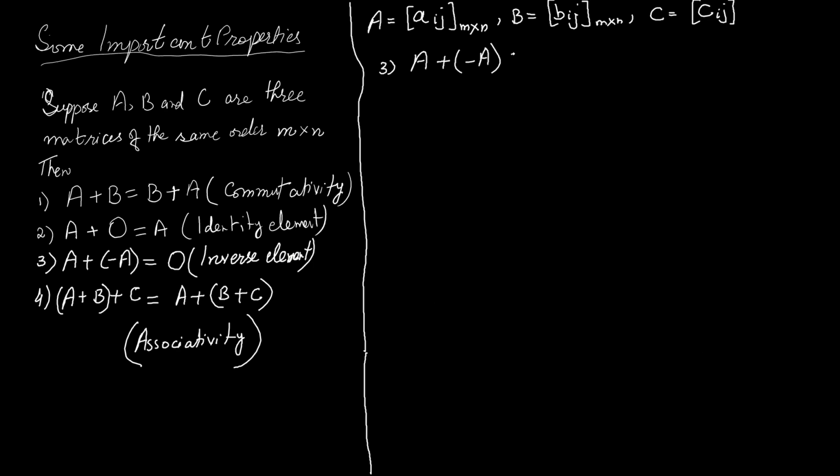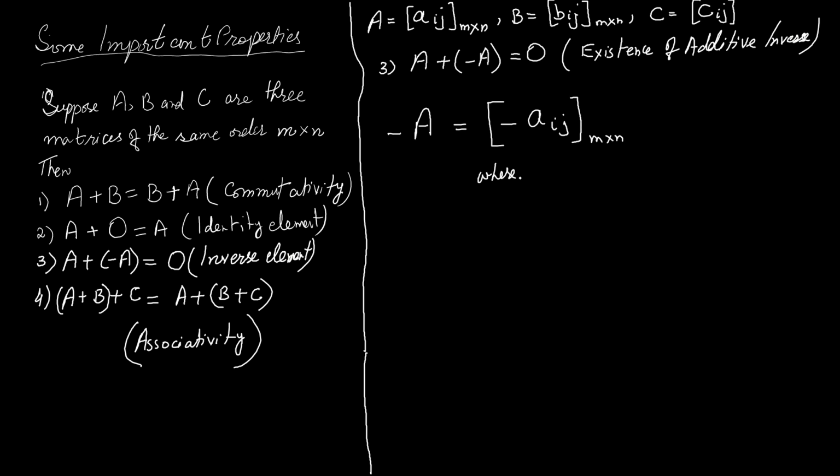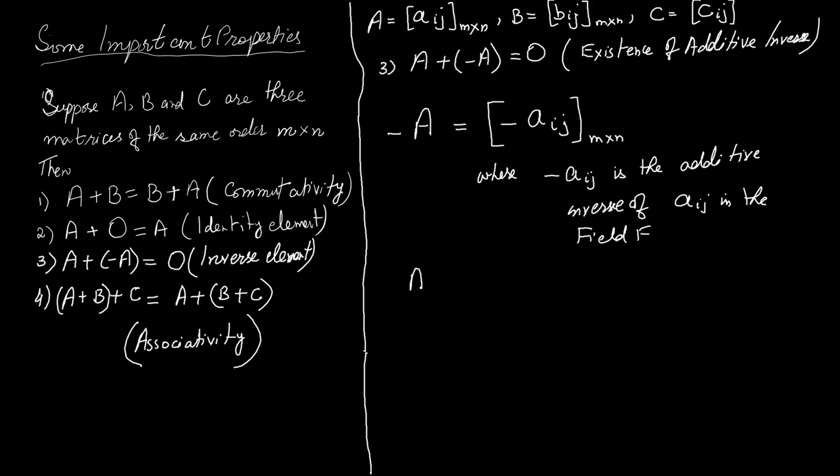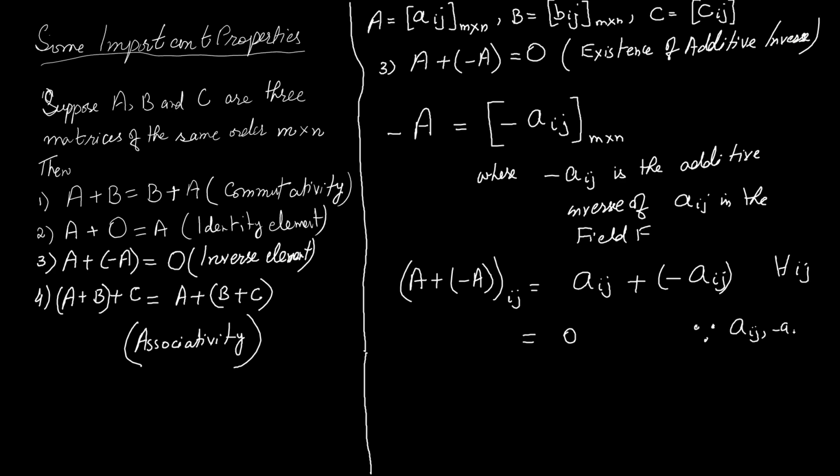Third property, the existence of the additive inverse. Let minus A be equal to the matrix A with inverted sign of each element of the matrix A. Then we can show that adding A to minus A results in the 0 matrix. The same method: we calculate the element at row i and column j of A plus minus A. We get Aij plus minus Aij, which is equal to 0. Again, this is from the property of the field F. From this we conclude that A plus minus A is equal to the 0 matrix.